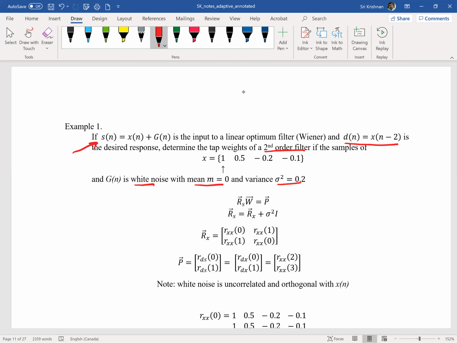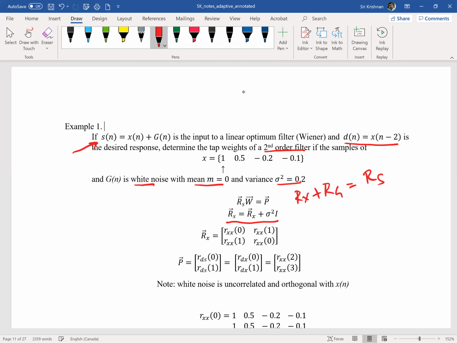So looking into the expression RW equal to P, specifically here the input is S. So we make it RS W equal to P, which is the normal equation for the given example. And RS is the autocorrelation matrix of the signal that's entering the adaptive system, which is basically the autocorrelation of the signal X plus the autocorrelation of the white noise. So it's essentially Rx plus Rg is your Rs.